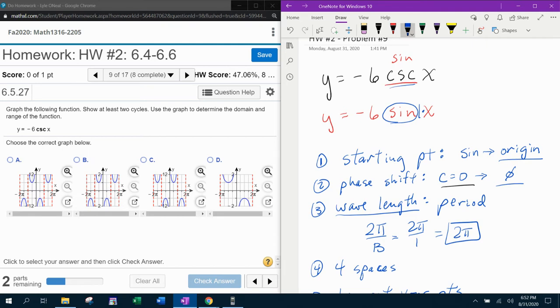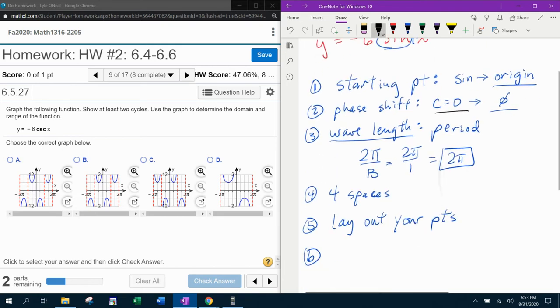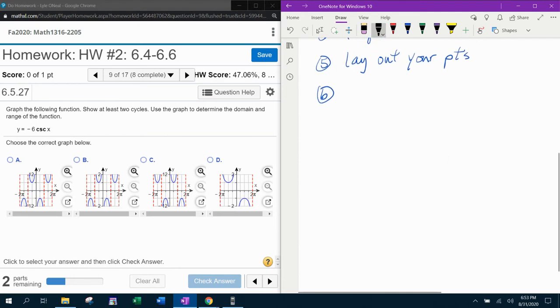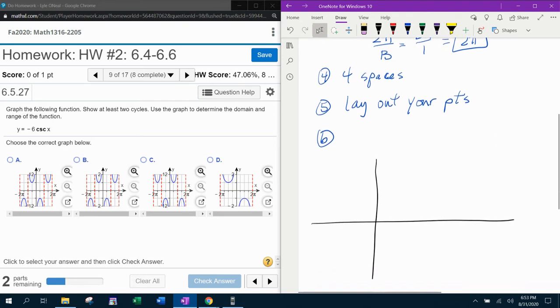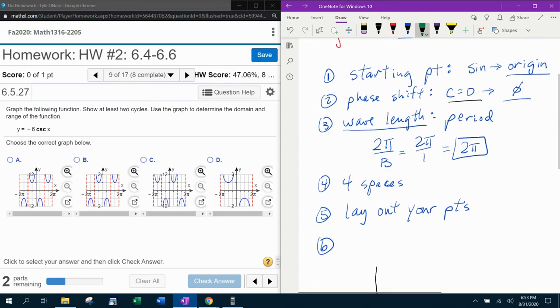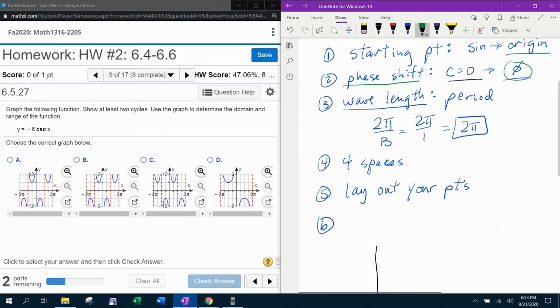So now let's make our graph. If we come down here at the bottom and get a coordinate system, we know that we're going to start at the origin. So our very first dot is going to go at the origin. And then if I had a phase shift, I would shift it, but we don't have a phase shift. So that dot is going to stay at the origin.